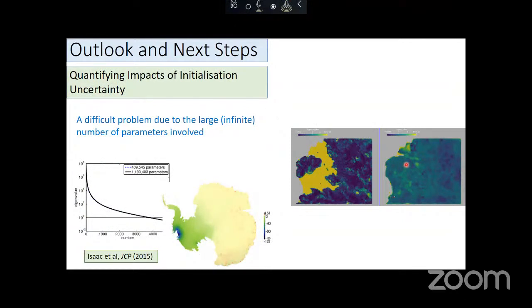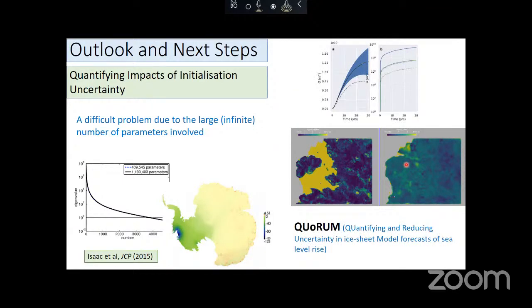And just lastly, to quantify the impacts of initialization uncertainty, it basically requires understanding how this sort of large-scale optimization actually depends on uncertainties of the observations, and how that allocates uncertainties to these tens or hundreds of thousands of parameters, and how they impact projections with the ice sheet model. So again, that's something that's in its early days as part of this project Quorum, but I think there's been good results again looking at Smith Glacier.